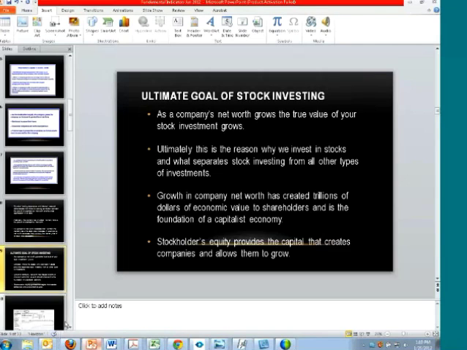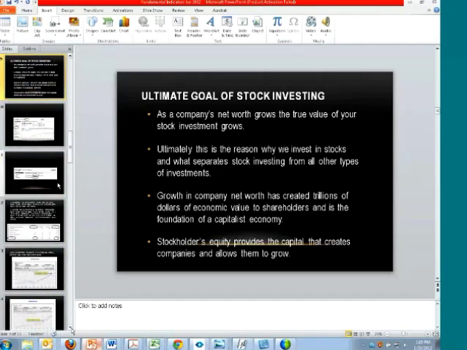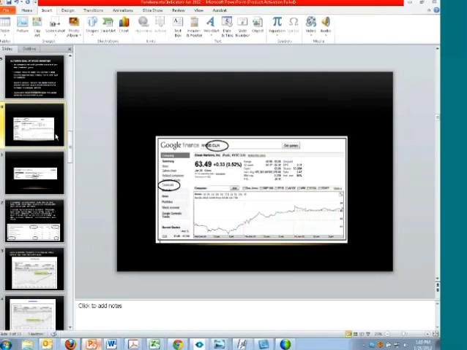So let's take a look at how we can determine what the stockholders' equity growth is. I normally use two sites for this: Google Finance and Y-Charts. And I'll show you an example of ycharts.com in a second.